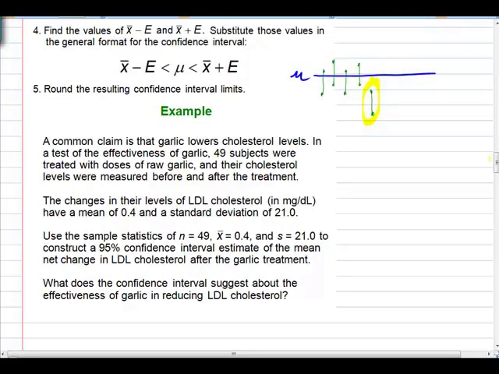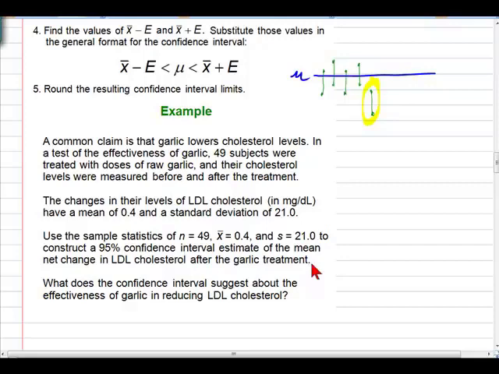A common claim is that garlic lowers cholesterol levels. In a test of the effectiveness of garlic, 49 subjects were treated with doses of raw garlic, and their cholesterol levels were measured before and after the treatment. The changes in their levels of LDL cholesterol have a mean of 0.4 and a standard deviation of 21. Use the sample statistics of n equals 49, x bar equals 0.4, and s equals 21 to construct a 95% confidence interval estimate of the mean net change in LDL cholesterol after the garlic treatment.